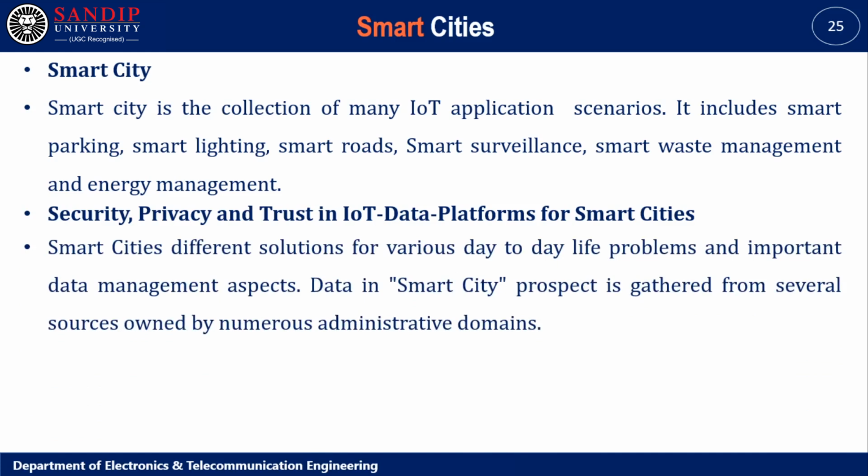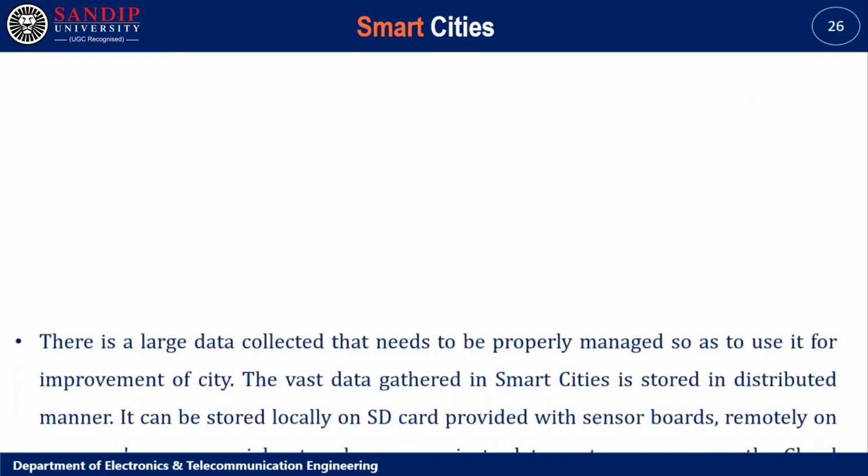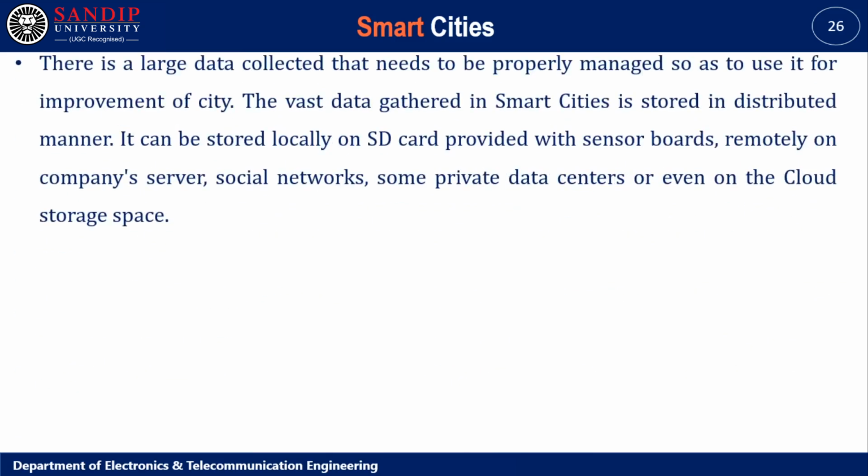Data in the smart city perspective is gathered from several sources owned by numerous administrative domains. These include public and private transport systems within the city, public camera surveillance, location-based data collected from mobile apps of users, electricity, water distribution within the city, power management, etc. There is a large amount of data collected that needs to be properly managed so as to use it for improvement of the city.